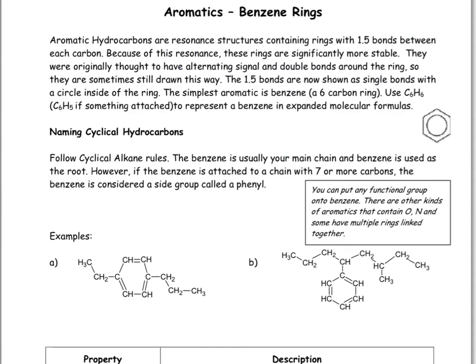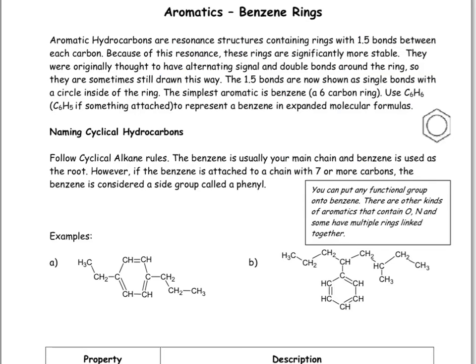The aromatic family all have rings with resonance in them. So they have 1.5 bonds between each carbon in the ring. Because of this resonance, these rings are significantly more stable than a regular cyclical hydrocarbon. Aromatics were originally thought to have alternating single and double bonds around the ring, so they're sometimes still drawn this way. My ChemSketch program does this.